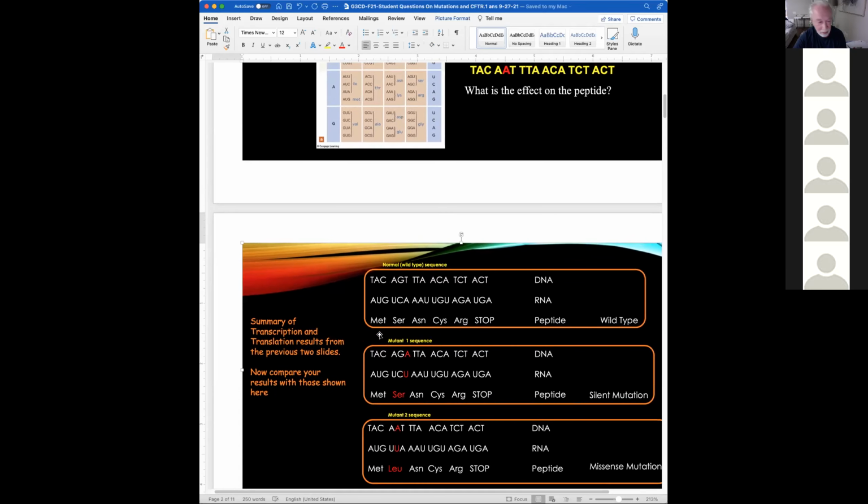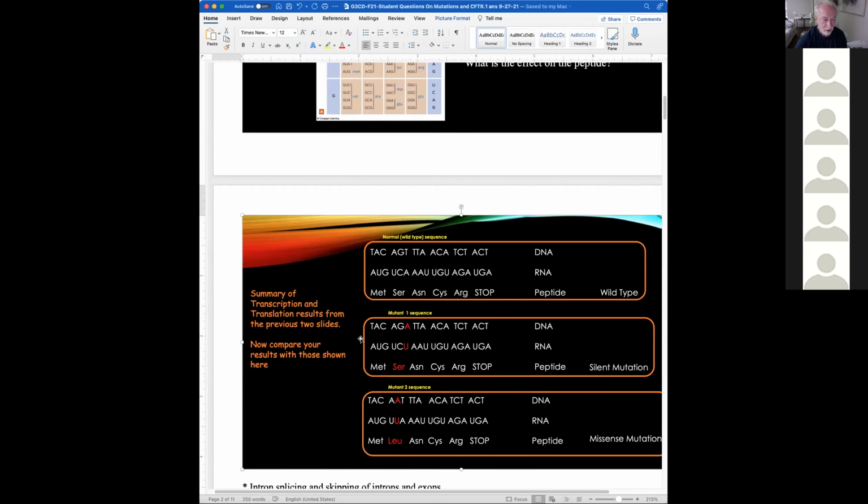The sequence of amino acids is specified by the DNA and RNA sequences. So the point here is that if you change the DNA sequence, it may or may not have an effect on the RNA sequence, well, it will have an effect on the RNA sequence. It may or may not have an effect on the amino acid sequence.